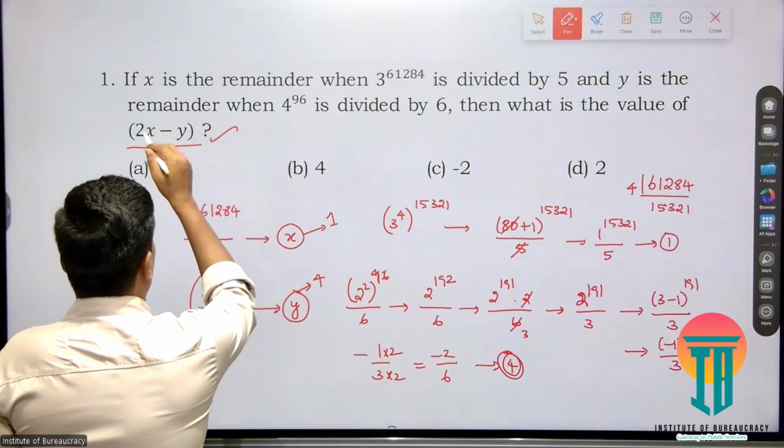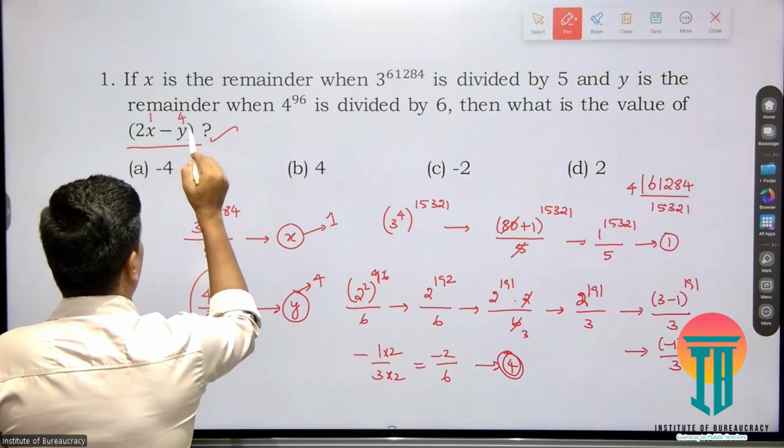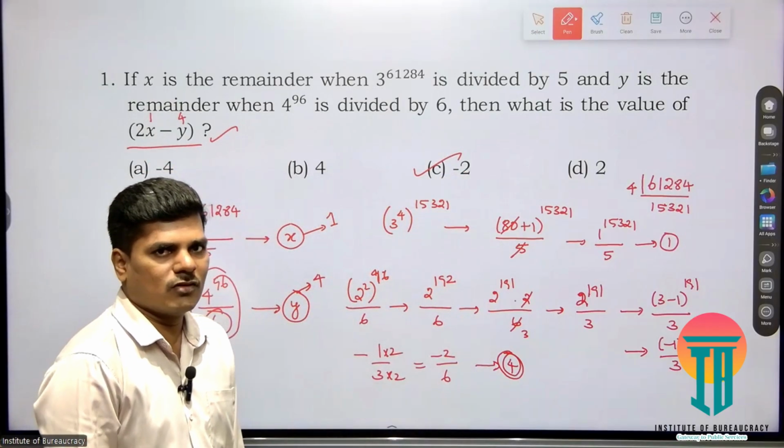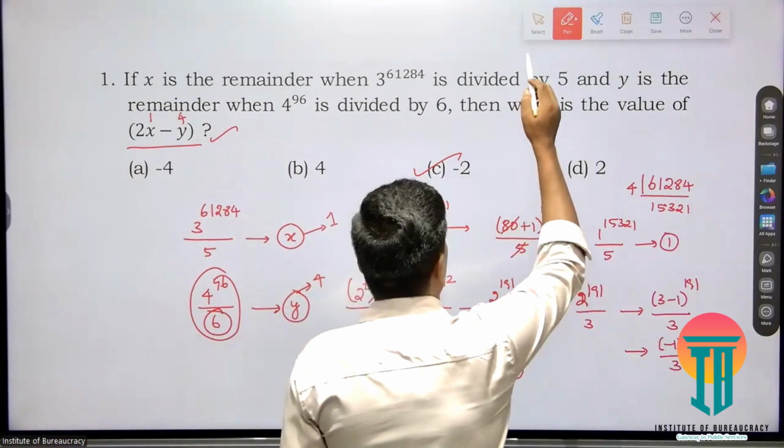Now try to substitute in this expression. x is now 1, y is 4. So 2 minus 4 is going to be minus 2. Minus 2 is the answer for this. Hope you have understood. Let's move on to the next problem.